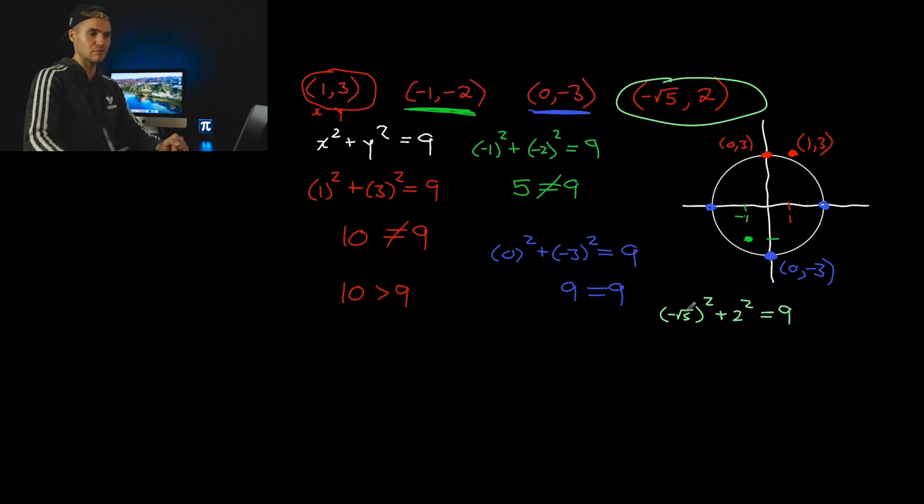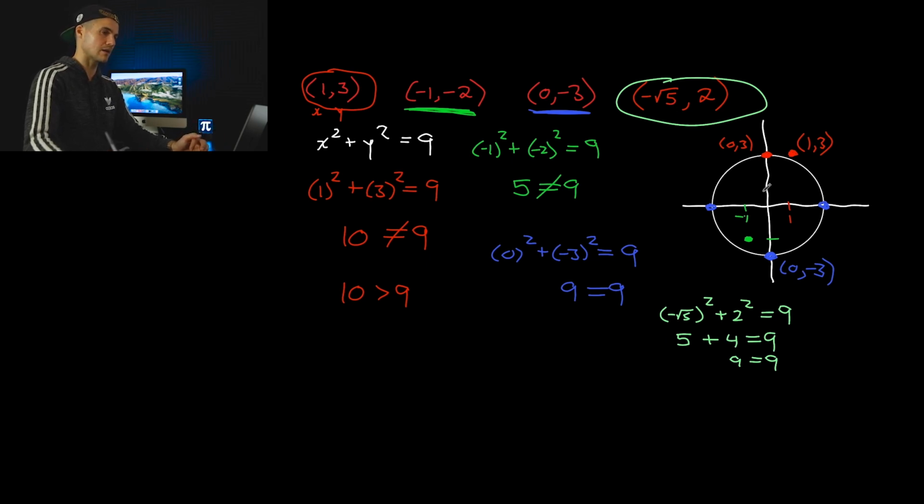Well, -√5 squared, notice that's just going to be +5, right? Root of something squared is just going to be whatever's under that root. The root and the squared cancel each other out, and then the negative, when you square it, becomes a positive. So this ends up being 5 plus 4. Notice that it does equal, right? Left side equals right side. So we know that this point, -√5 and 2, is going to be on the circle.